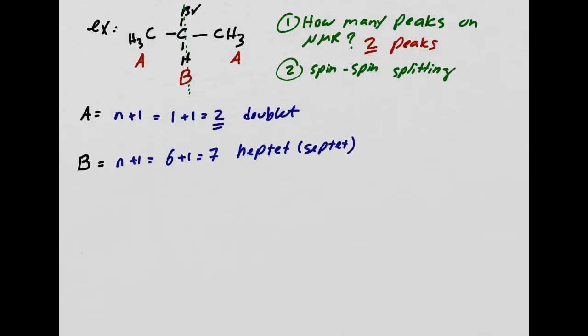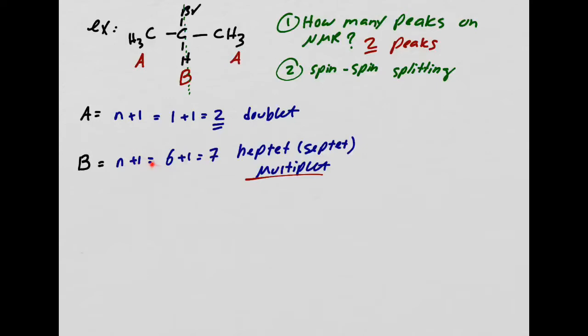You're going to have 7 lines for that peak. But when it goes more than 5, we usually just call it a multiplet. So when it goes more than 5 or 6, we just call it a multiplet. So what do I expect? I expect a doublet and a multiplet for the 2 peaks of the NMR.